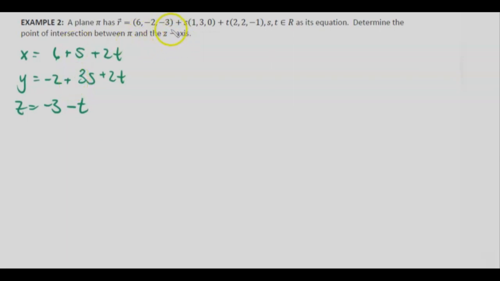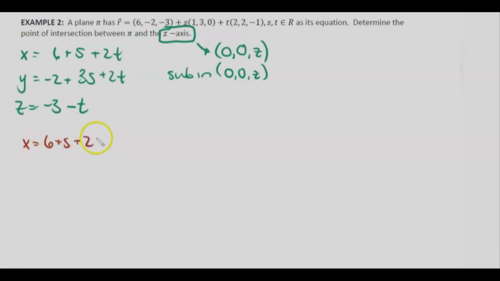Now, let's talk about the z-axis. Okay, so the z-axis can be denoted as 0 in the x direction, 0 in the y direction, and hitting every z value. So what we're going to do is we're going to sub in 0, 0, and then z. Okay, so let's take the x equation. X equals 6 plus s plus 2t. What we're going to do is we're going to sub in 0 for x. 0 equals 6 plus s plus 2t.